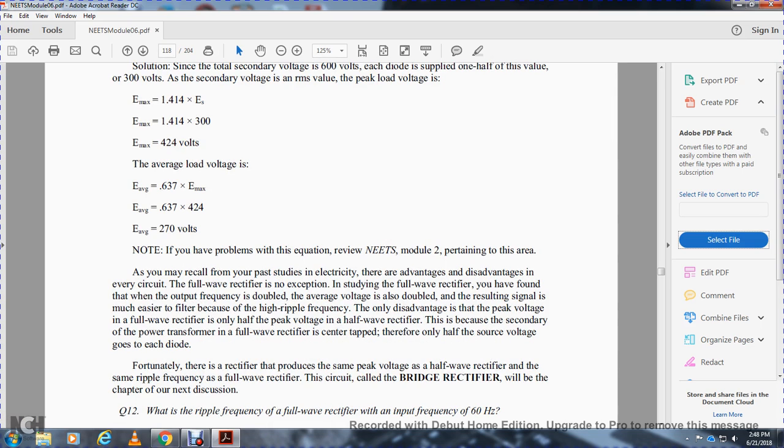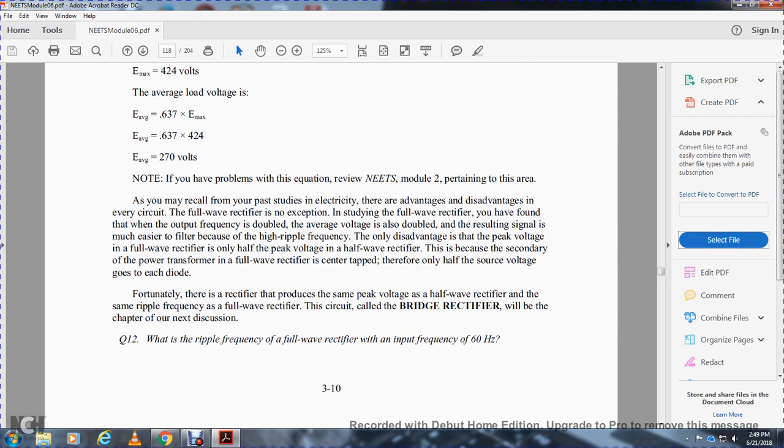Now, if you have any problem with the equation, review NEETS Module 2 pertaining to this area, as you may recall from the past study of electricity. The advantage of the full wave rectifier is a doubled ripple frequency, and double the average voltage, resulting in a signal that is much easier to filter because of the high frequency ripple. The only disadvantage is that the peak voltage of the full wave rectifier is only half of the peak voltage of the half wave rectifier, because the secondary of the center tap power transformer supplies only half of the source voltage to each of the diodes.